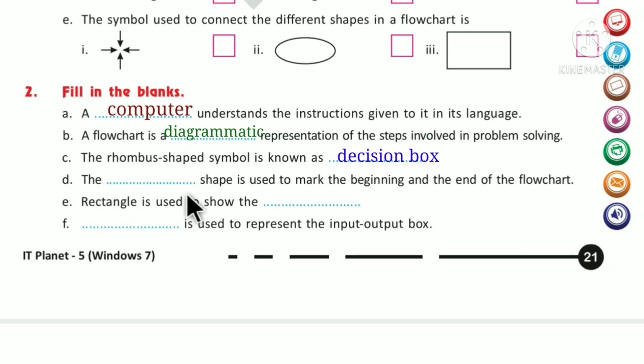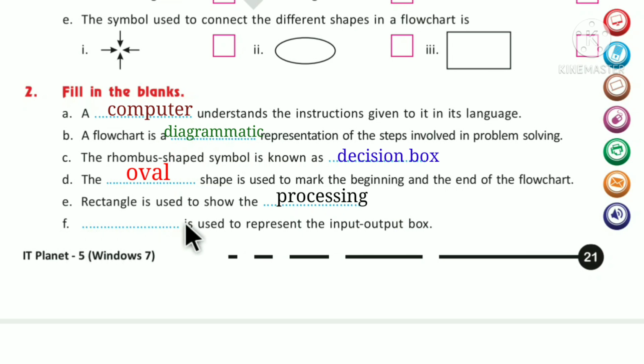D. The dash shape is used to mark the beginning and the end of the flowchart. Which shape? The oval shape is used to mark the beginning and the end of the flowchart. Now E. Rectangle is used to show the dash. Rectangle is used to show the processing.